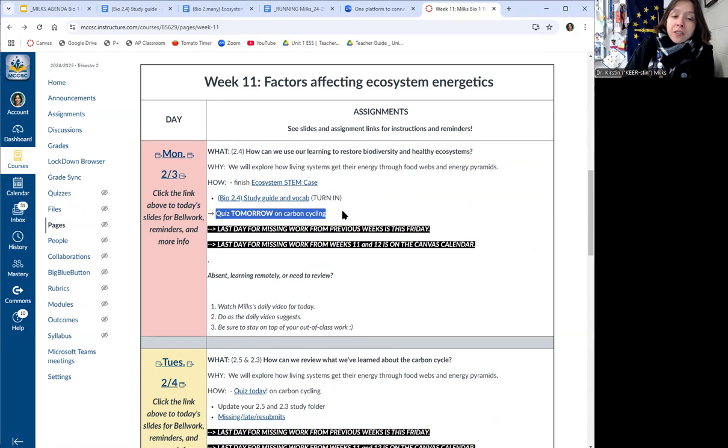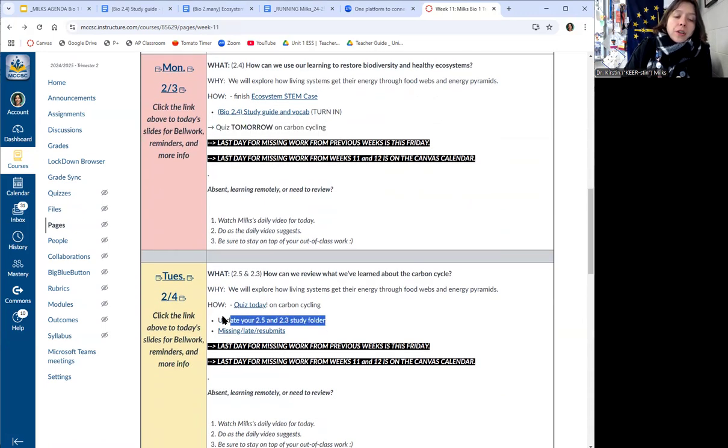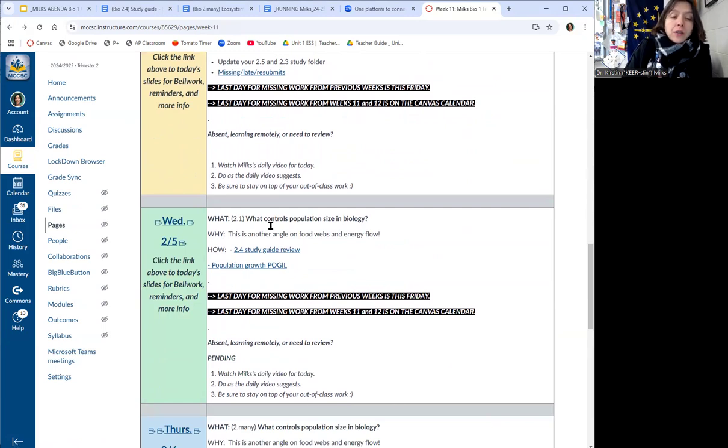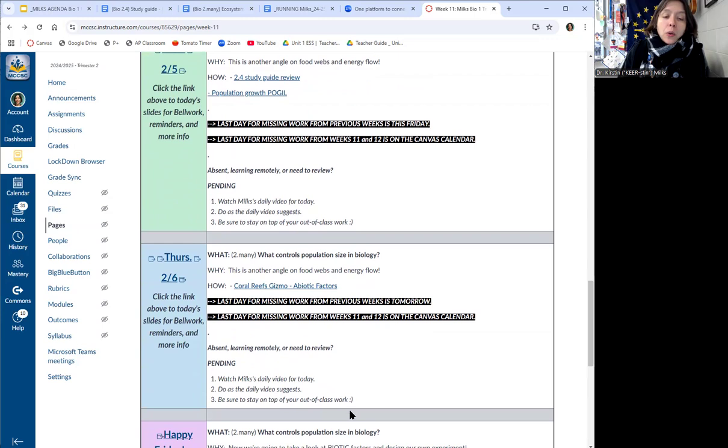So tomorrow we're going to take this quiz on carbon cycling, and then we're going to use what we've learned about carbon cycling and about 2.4 to update your study folder. Looking ahead, we're going to do a quick study guide review on Tuesday, and then we're going to do an assignment together about population growth. When populations of humans or other organisms get bigger, there are some changes that happen. And when they get smaller, there's some changes that happen. And we'll think about that in a new way.